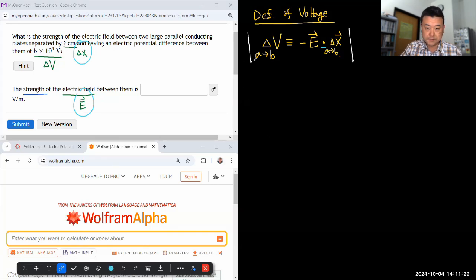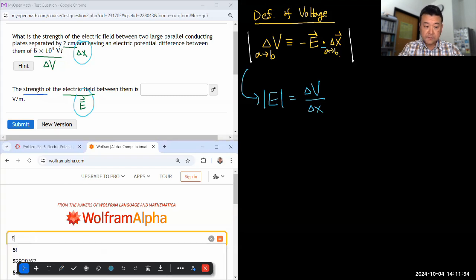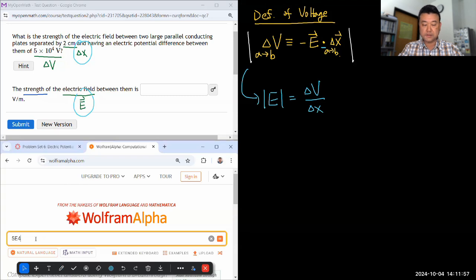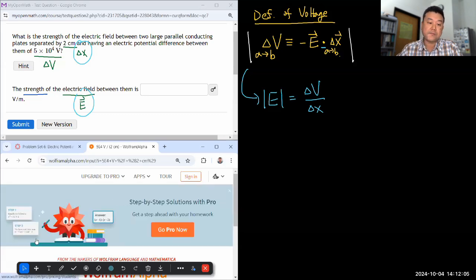So from all that, the expression for the magnitude of the electric field should be left-hand side divided by the delta X from the right-hand side. So change of voltage divided by delta X. So all we have to do is plug in numbers. Let me use Wolfram Alpha so that I can save a little bit of busy work in having to convert units. So 5 times 10 to the power of 4 in the E notation, volts divided by, I'm just going to type in 2 centimeter and rely on Wolfram Alpha to do the unit conversion for me and get volts per meter.